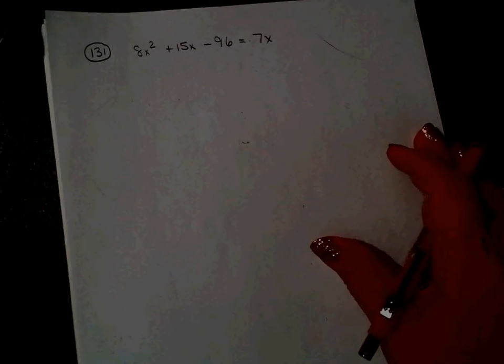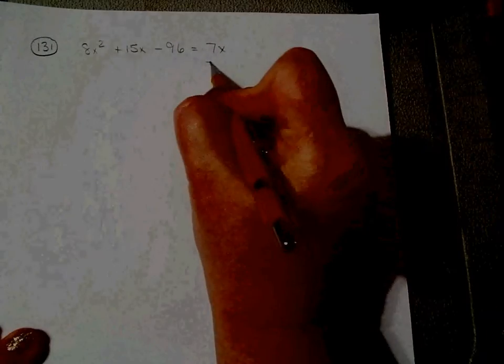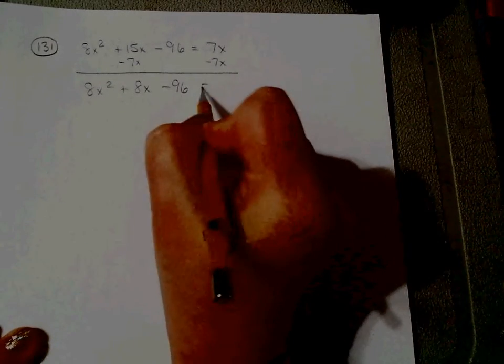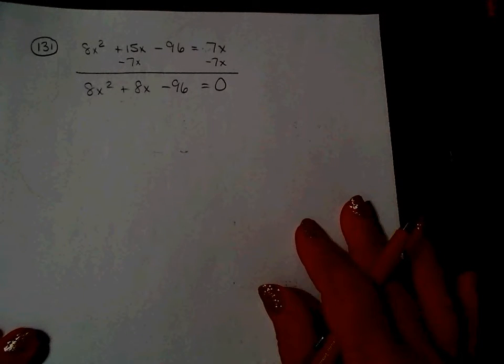I'd like to do one more with you, problem 131. And then I'm going to leave you to do your homework. Okay? First thing you have to do is get it equal to 0. Since this is an x, I have to put it underneath the x part over here. To get it equal to 0, you have to subtract the 7x from both sides and put it underneath the 15x so it's like terms.